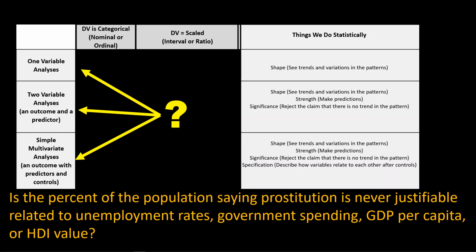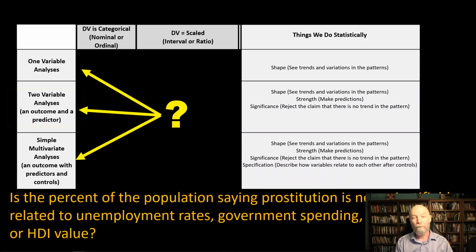Well, that wouldn't be correct, because the research question specifically says, is the dependent variable related to this set of independent variables? So we definitely aren't doing one variable analyses. And the way it's stated, it says, is the percent of the population saying prostitution is never justifiable related to this, this, this, or this? So it's basically asking for a series of bivariate analyses.